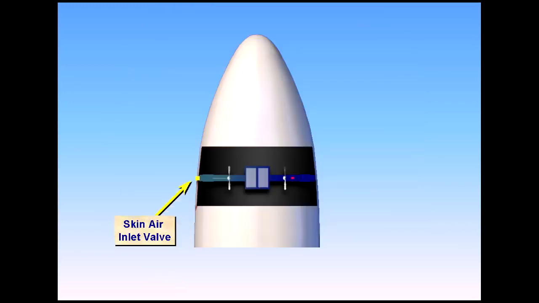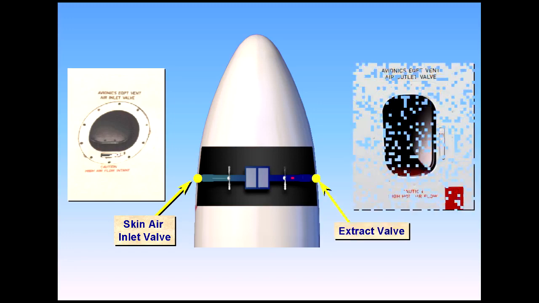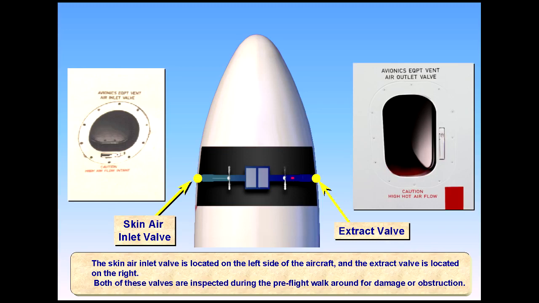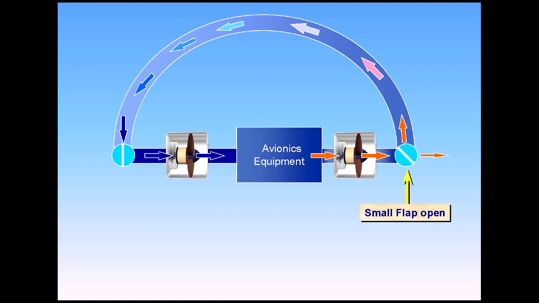The skin air inlet valve is located on the left side of the aircraft, and the extract valve is located on the right. Both of these valves are inspected during the pre-flight walk-around for damage or obstruction. Normally, from the beginning of takeoff until landing, the system is in a closed-circuit configuration. In warm ambient conditions, the system may go to an intermediate configuration when the aircraft is airborne. A small internal flap on the extract valve opens to exhaust some of the heated air overboard.